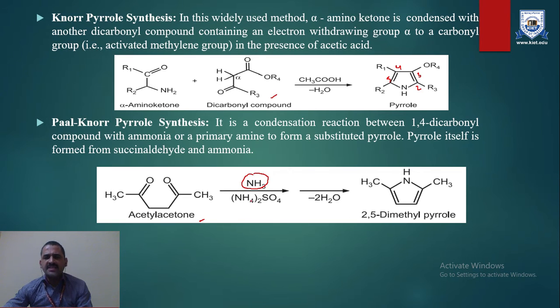There is a condensation reaction between a 1,4-dicarbonyl compound like acetyl acetone with ammonia or a primary amine to form a substituted pyrrole. Pyrrole itself is formed from succinaldehyde and ammonia. So it is a very common reaction, and you can see at the end of the reaction we got the substituted product at C2 and C5 position, that is 2,5-dimethyl pyrrole.